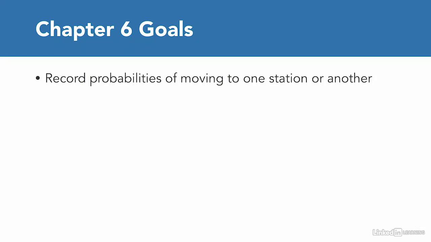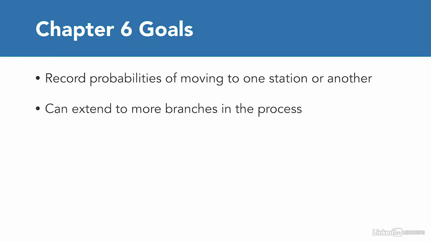In Chapter 5, we extended our simulation to allow for rework loops, where a customer spends more than the expected time at a station. In this chapter, we will simulate a related scenario, where a customer has a probability of moving to either Station 2 or Station 3 after they're done with Station 1. In both cases, the next station will be Station 4. So in this chapter, we will record probabilities of moving to one station or another. Now, of course, you can extend this technique to more branches in the process, but we'll keep it simple just for demonstration and do one.